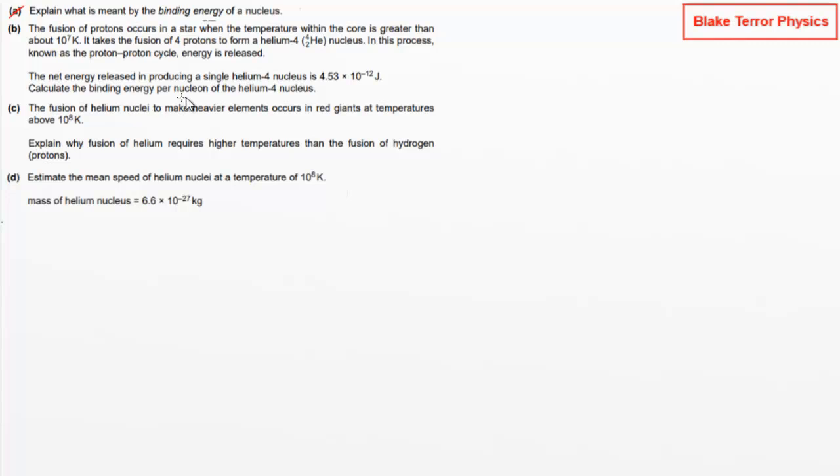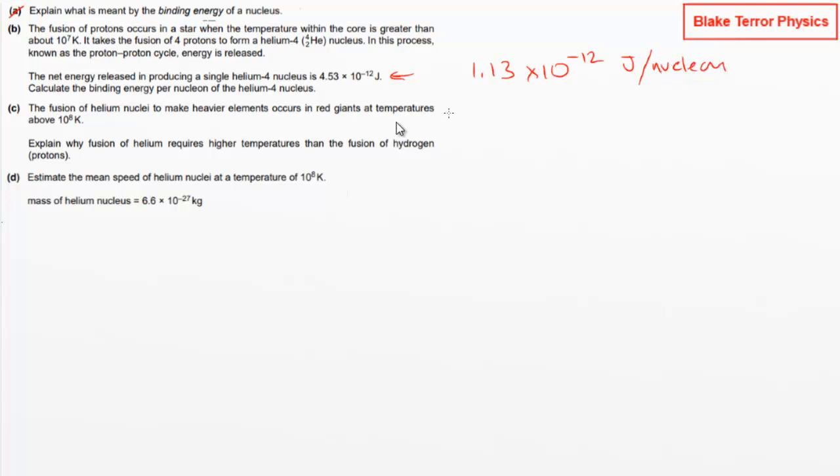Calculate the binding energy per nucleon of the helium-4 nucleus. Right, so well, that's the binding energy, because we're taking these protons, which are considered to be at infinity, and the energy released when they bind is this binding energy. So that's what's come out. That's the net energy released in those 4 protons coming together and producing this helium-4 nucleus. So binding energy per nucleon is just that divided by 4. So 4.53 divided by 4 is going to be about 1.13 times 10^-12. So that is joules per nucleon.